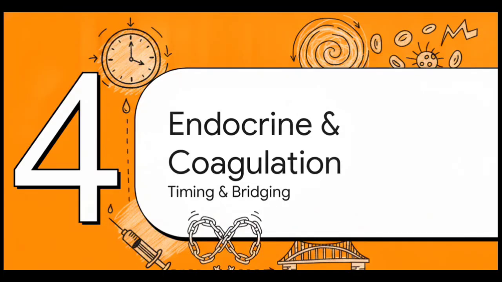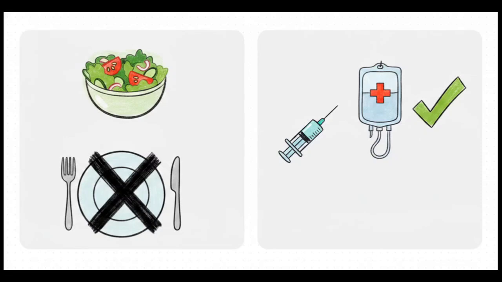Section 4. Endocrine and coagulation. Patient safety in this section relies almost entirely on exact medication timing and strict bridging protocols. Preoperative diabetes management is all about dodging unrecognized hypo or hyperglycemia. We need to quickly contrast two very different patient types here. Patients with diet-controlled diabetes mellitus, pretty straightforward. They can be maintained safely with absolutely no food and no glucose infusion before surgery.